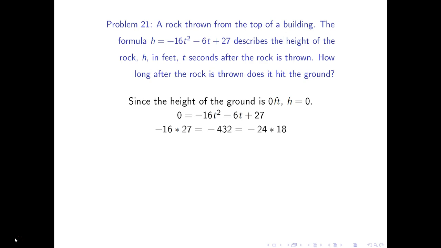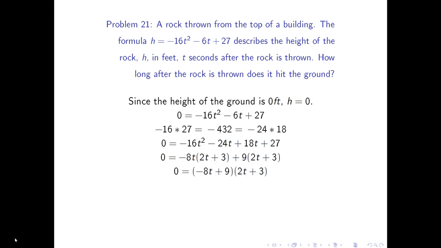And notice, I can double check. The larger number is negative. So when I add them together, I get -6, and indeed they do multiply together to give me -432. So we can break up that middle term, and now we have 4 terms. We can use factor by grouping. So the first two terms, I can pull out a -8t, and I'm left with 2t plus 3. And the last two, I can pull out 9, and then again I have 2t plus 3. So this is how it factors.